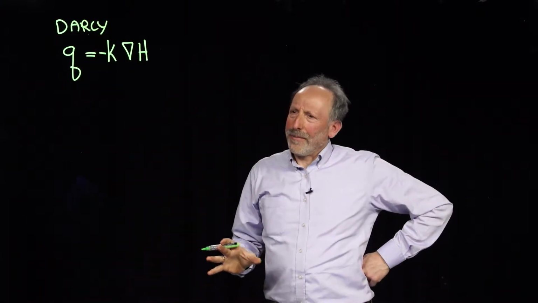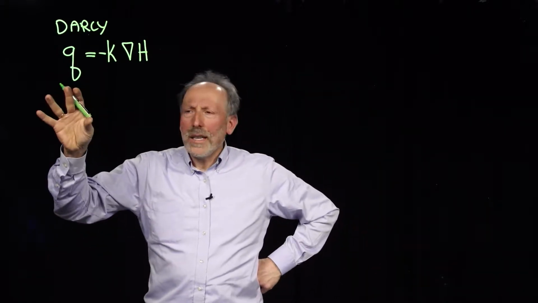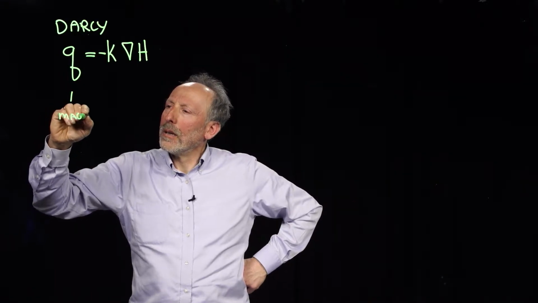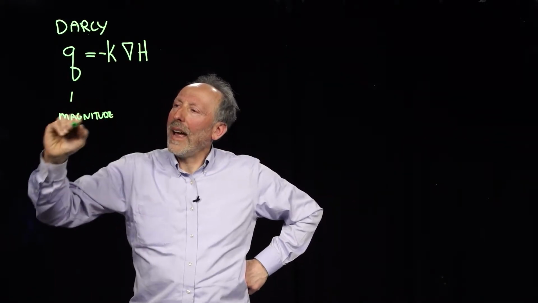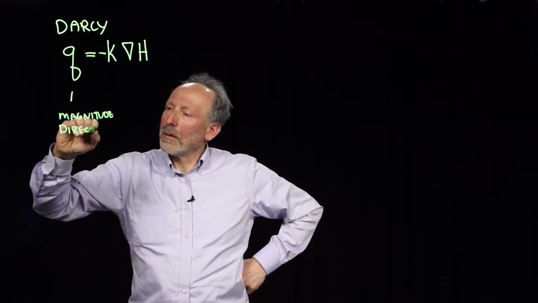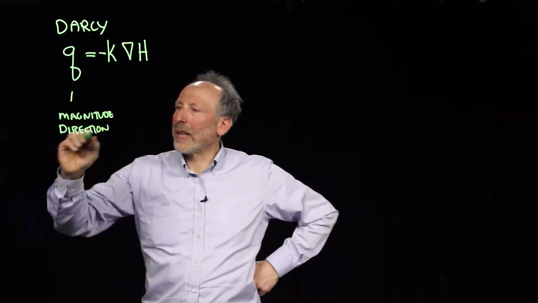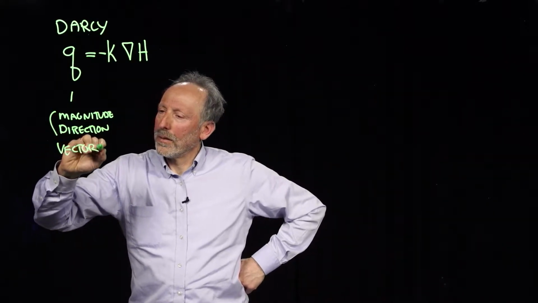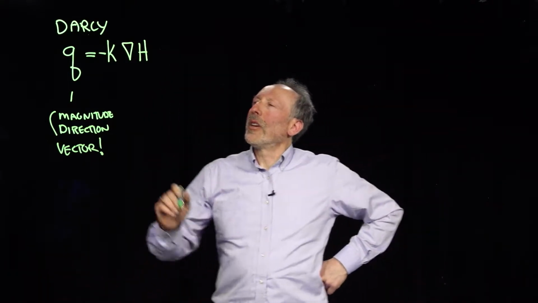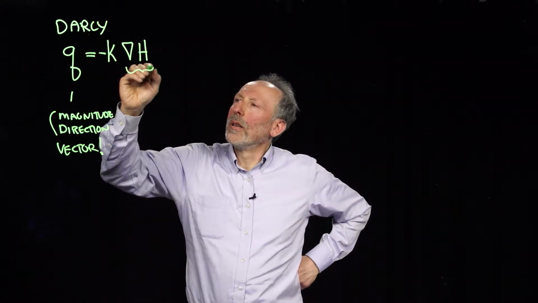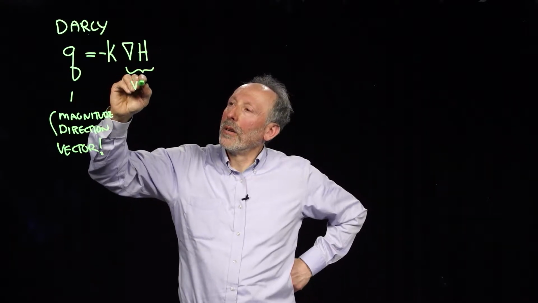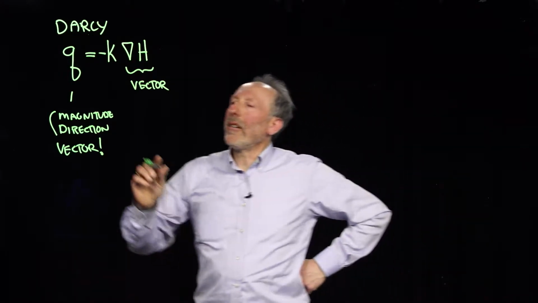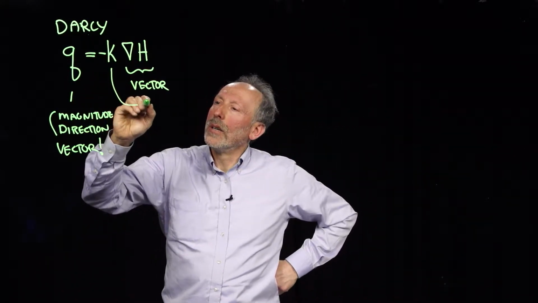And everything is fine. Let's identify some of these things. What is Q? Well, Q has a magnitude and a direction. Okay, so it's a vector. Okay? The gradient in potential also is a vector. It has a magnitude and a direction. And our friend K then is a scalar.